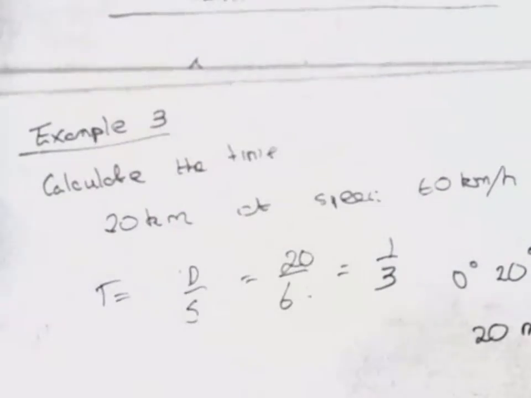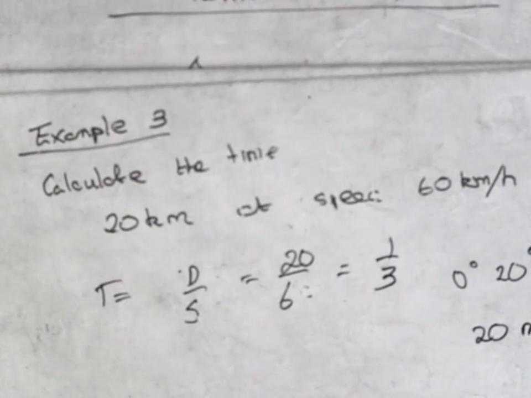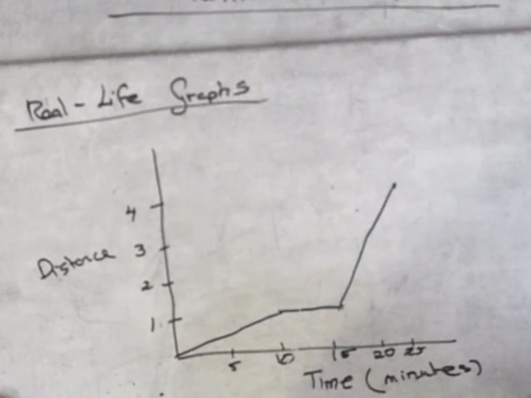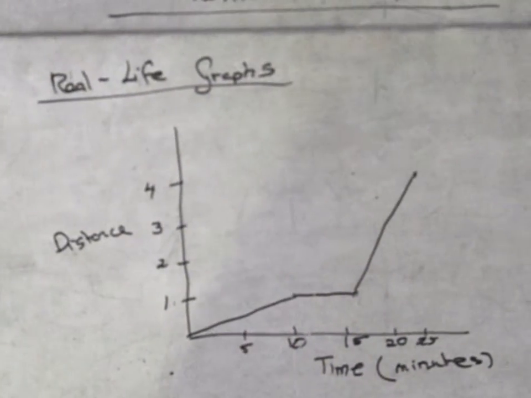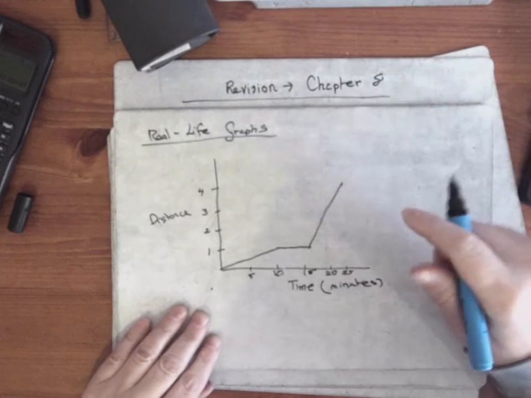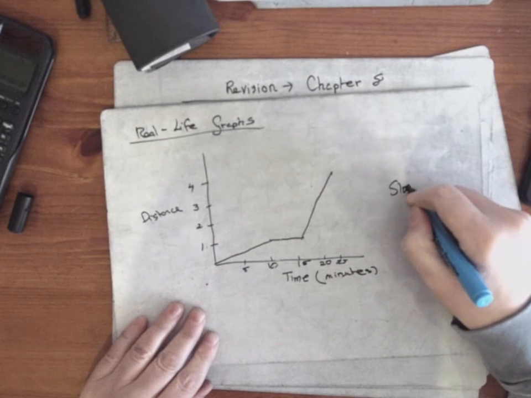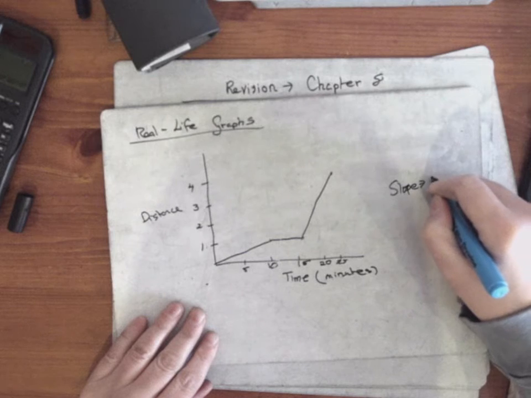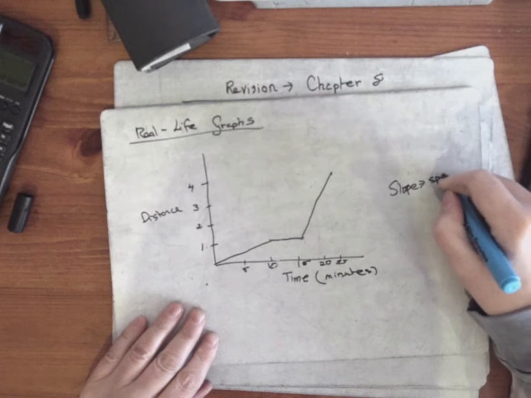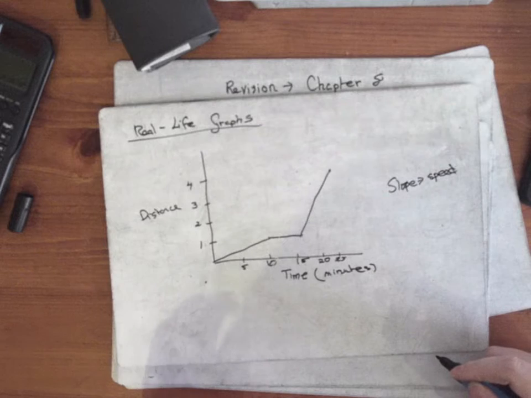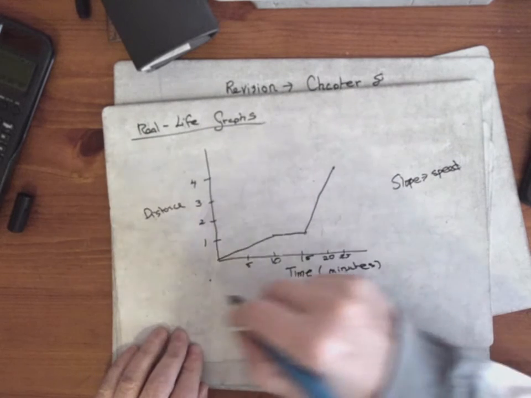Then the rest of the chapter is on graphs that tell you a story. So I drew this graph. It's a real life graph. You're walking home from school. This is your distance over time. Remember, the slope represents speed. So you don't have to calculate speed.